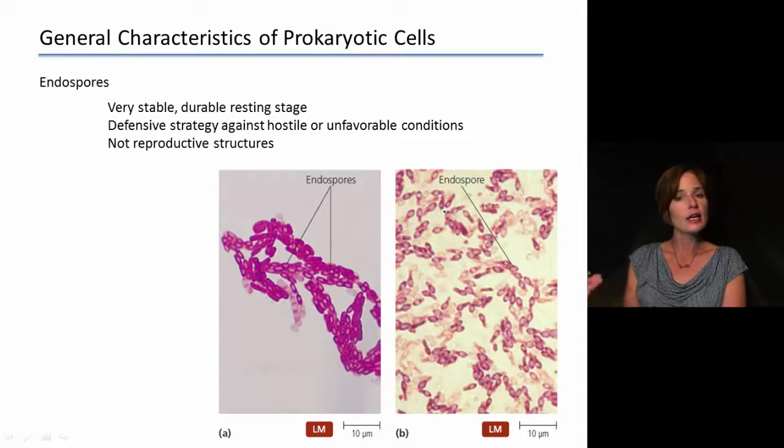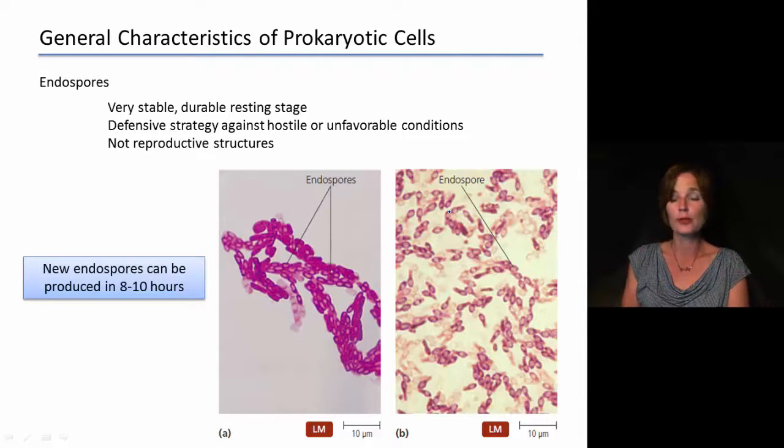It is important to understand that these are not reproductive structures. If it was a reproductive structure, we would be taking one cell and producing new cells from that, and we're not doing that at all. We have one cell, and that one cell is bunkering down to survive some harsh conditions, and it then produces the endospore. New endospores can be produced in 8 to 10 hours. So that's relatively quickly that you can have a cell that goes into this really durable lockdown state.